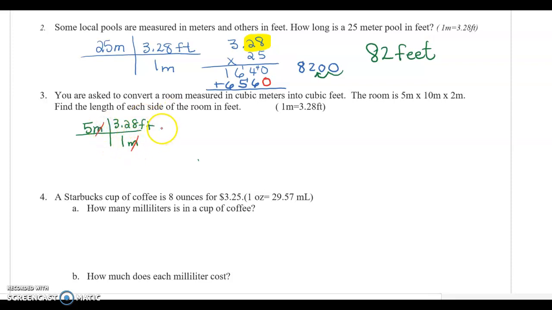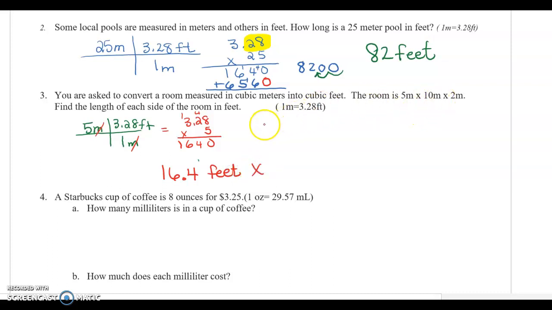You take 5 times 3.28. I like to go 3.28 and write my 5 in the bottom if I'm doing it by hand. 4, carry that, 14, carry the 1, and then 15, 16. So it would be 16.4 feet for one of the measurements.